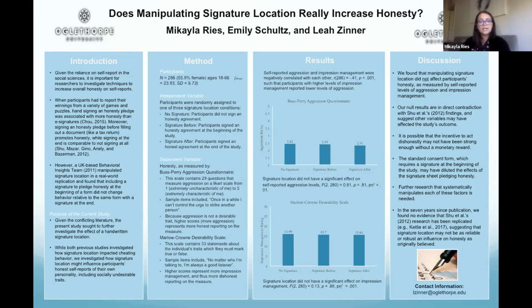As far as the dependent variable, honesty was measured through an aggression and an impression management questionnaire, and our results indicated that we did not find any significant main effects of signature location on self-reported aggression levels or on impression management, but we did find that self-reported aggression and impression management were negatively correlated with each other. These findings were interesting because they went against the study that we had based our study on. That could have been for a number of reasons that had to do with our actual study's design. But the initial study that we based it on also hasn't had a successful replication since it was published. If you want to join us in the breakout room, we can talk a little bit more about that.